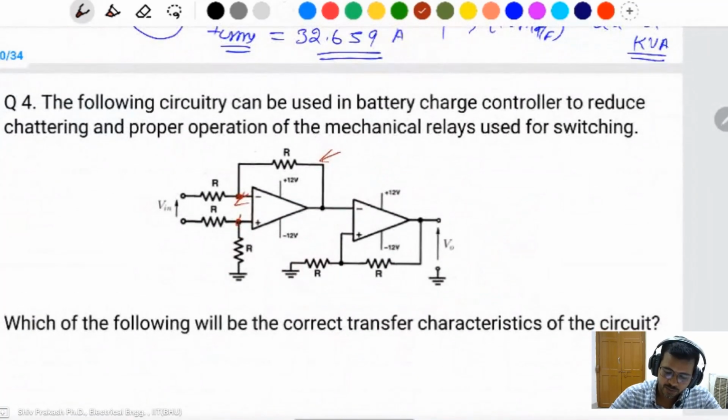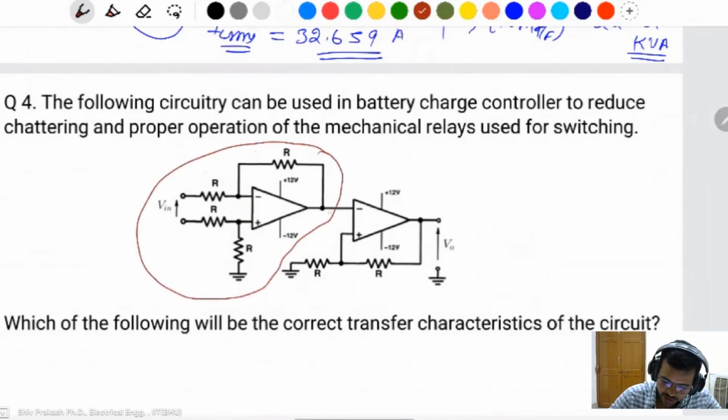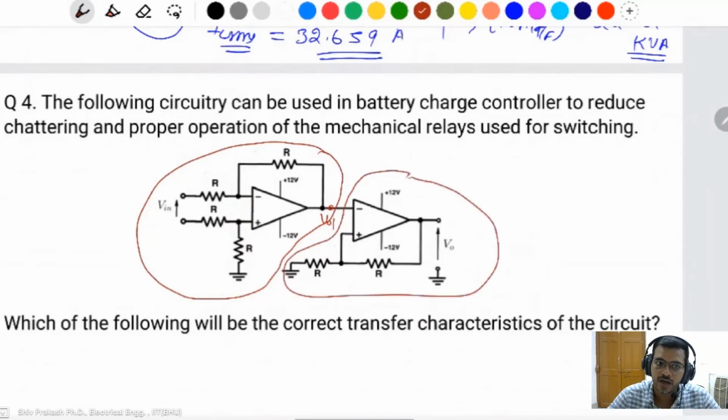I'll derive both circuits at different times. First of all, I derive this circuit and find its output. This is the output, I'll take it as V output 1. After that I will take this Schmitt trigger circuit, how this one will work, and what the output voltage is.